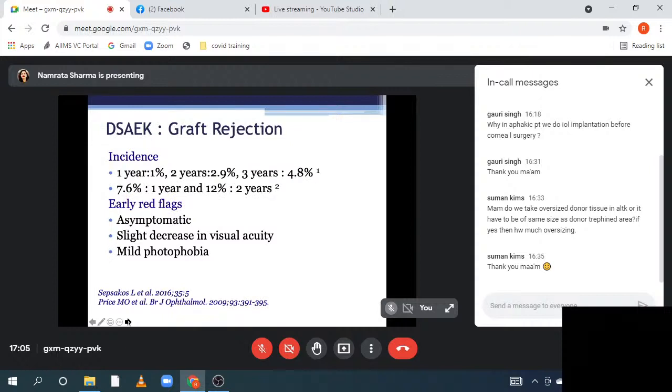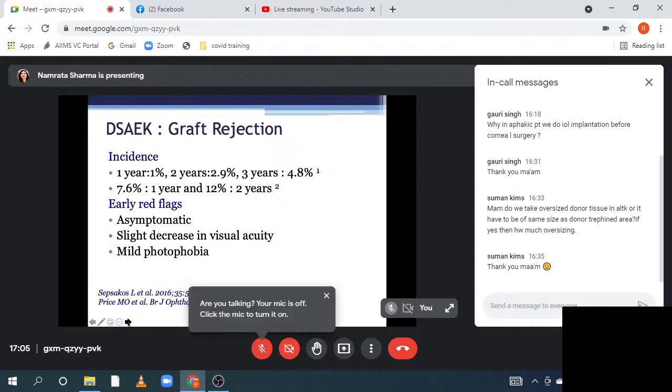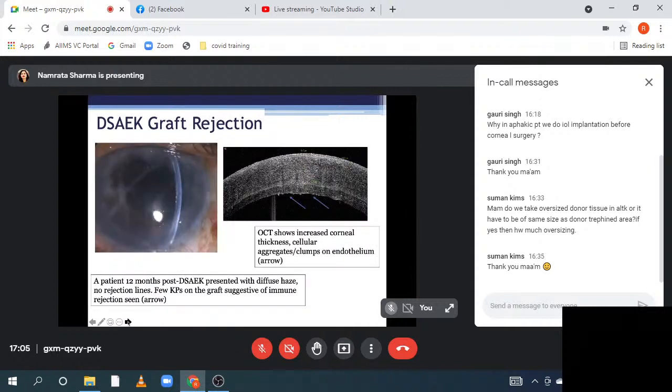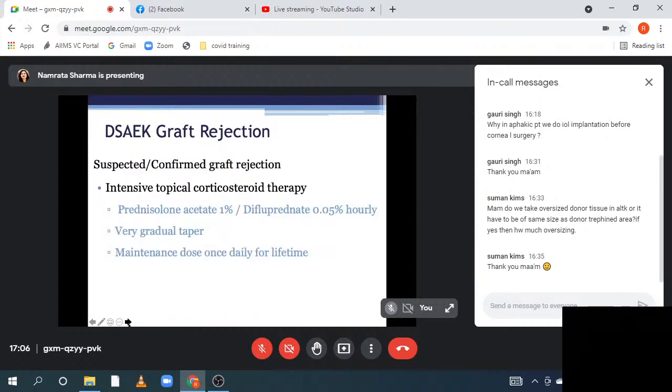Rejection is important, like I said, but for postgraduates, if you remember, 1% versus 7% versus 28% for DMEK, DSEK and PKP respectively, for you it is good enough. Only remember that DSEK signs are very subtle, it is asymptomatic, there's hardly a slight decrease in visual acuity and mild photophobia. And it looks like this. It doesn't look like a PK rejection, which is very angry looking and very florid. It is very subtle. Mild KPs, small KPs are going to be there. Thickness will be slightly increased. So you can miss it. So we have to look for it in every follow-up case.